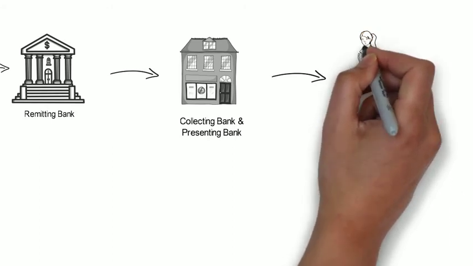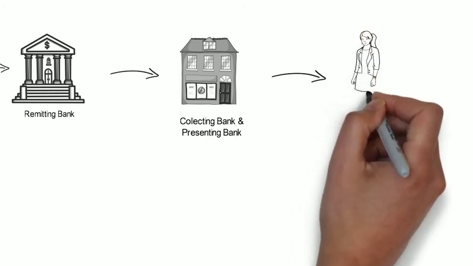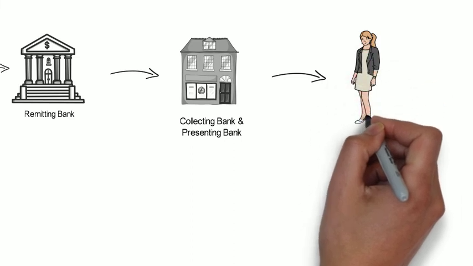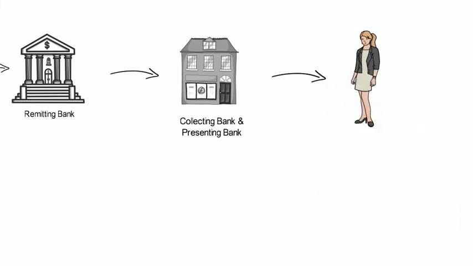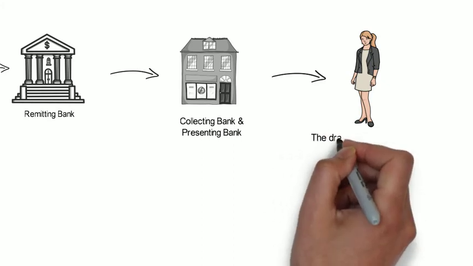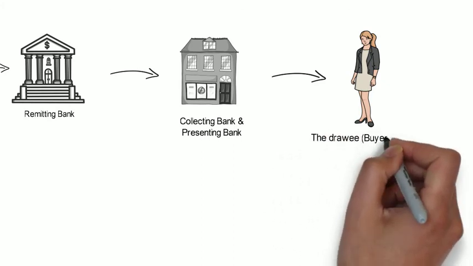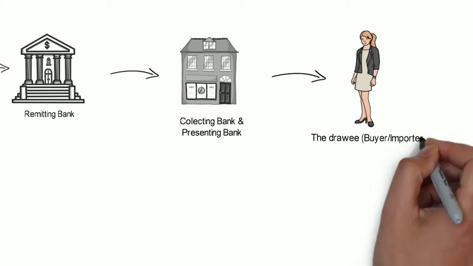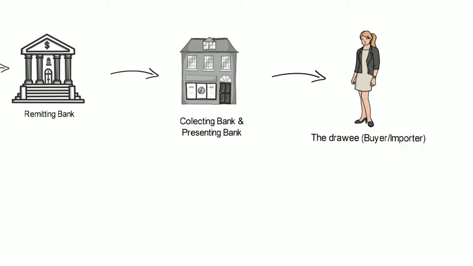3.4. The buyer or importer. The buyer or importer is also known as the drawee in documentary collection. The buyer will pay the documents or accept the bill of exchange. In return, the buyer or importer will obtain the documents to allow him to clear his goods.